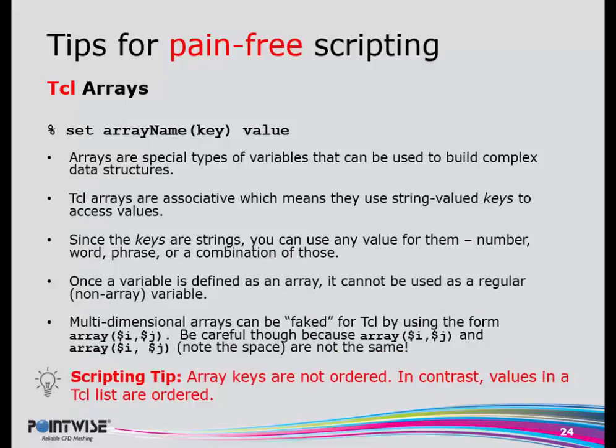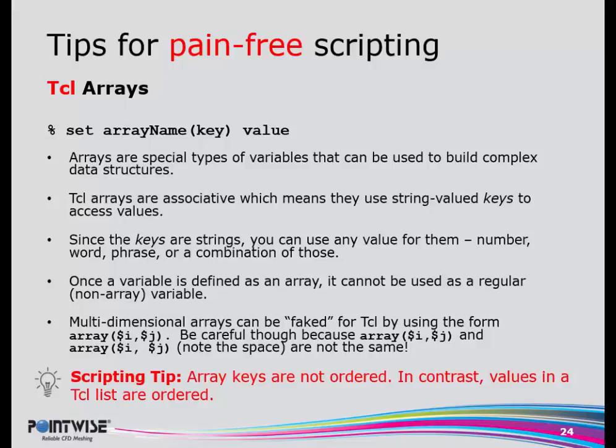Arrays are pretty nice for more complex data structures, or we like to use them if we're holding parameters, like user-defined parameters, for instance. So you create an array by using set, and then array name, you give it a key, and then the value. And you use the key to extract the value. That's all it is. They're basically special types of variables, and I'm going to talk about that in a minute.